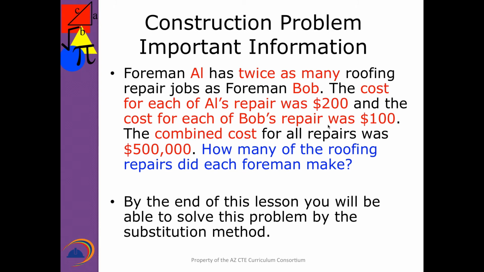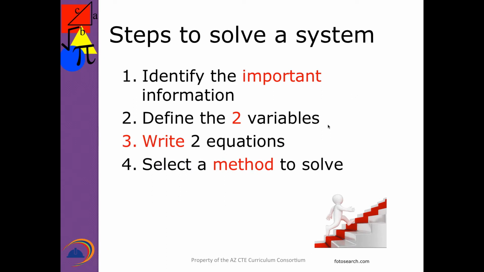And the question asks us how many of the roofing repairs did each foreman make, and we're going to make sure that by the end of this lesson we have solved this problem. Now the steps are very similar to the steps for graphing, and in the following lesson we're going to learn about the addition method, and same thing. You identify the important information, define the two variables, write two equations, and select a method to solve. Today's method to solve will be substitution.